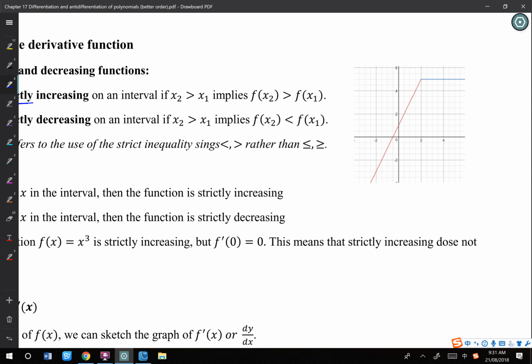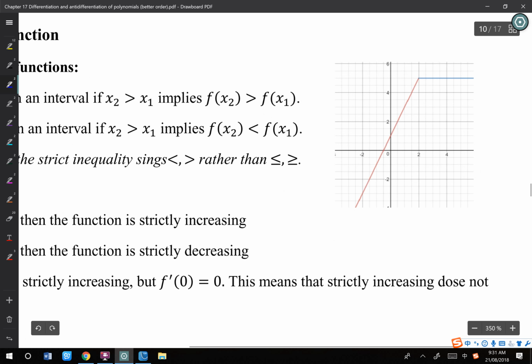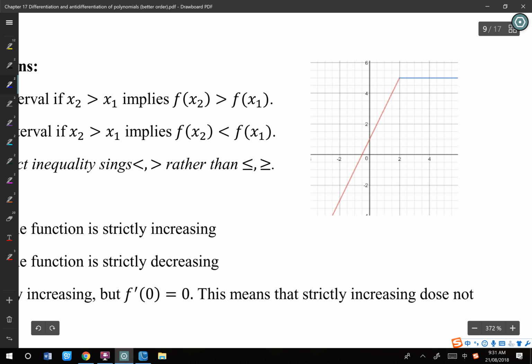So what is actually an increasing and decreasing function? Strictly increasing is when x increases, y must increase. But an increasing function can be when x increases, y does not decrease. Y does not decrease, it can remain the same. That's an increasing function. What is a decreasing function? When x increases, y does not increase. It can remain the same, but it can't go up.